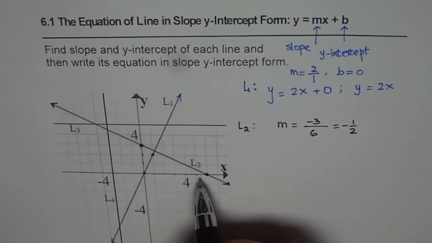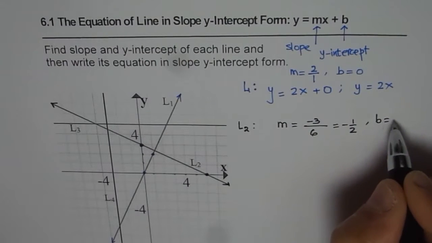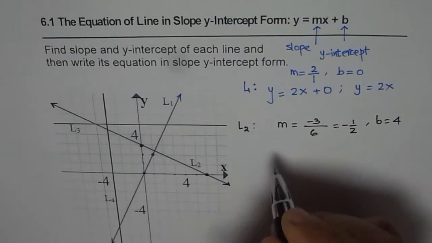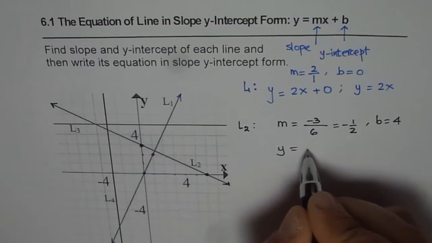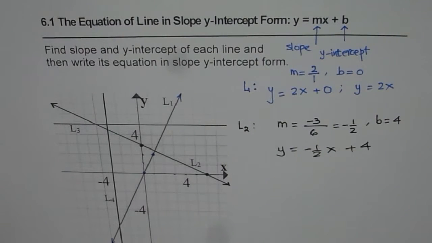Now what is the y-intercept for this line? The y-intercept is 4, and we know b equals 4. And therefore the equation could be written as y equals minus half x plus 4. I hope that is absolutely clear.